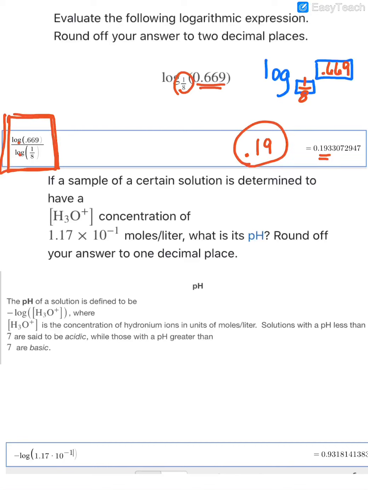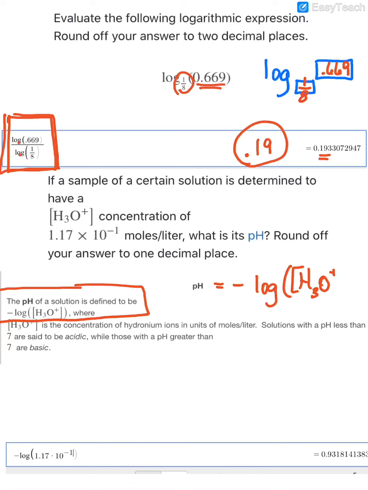Okay, on this second problem, we are dealing with pH values of concentration. So we do have to have a formula for pH, which I'm giving you down here. And so they tell us that the pH is defined to be the negative log of the concentration of those ions that are in the solution.